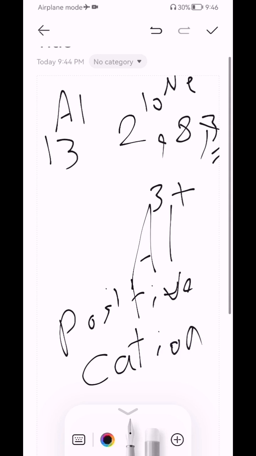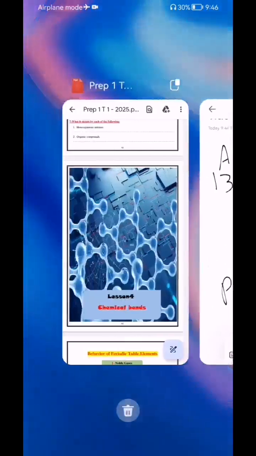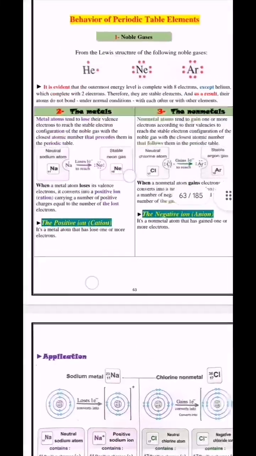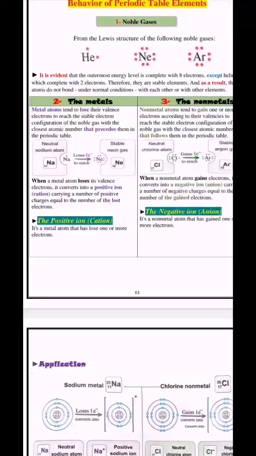Cation or positive ion. So the atom of a metal turns into what? Positive ion or cation. So what's the meaning of cation? It is a metal atom that loses one or more electrons. Look at this: positive ion or cation, it is a metal atom that loses one or more electrons.